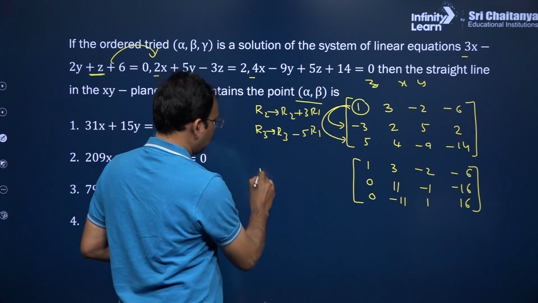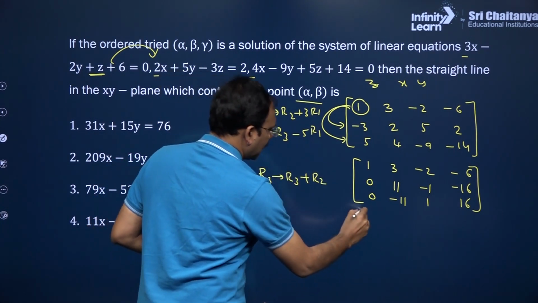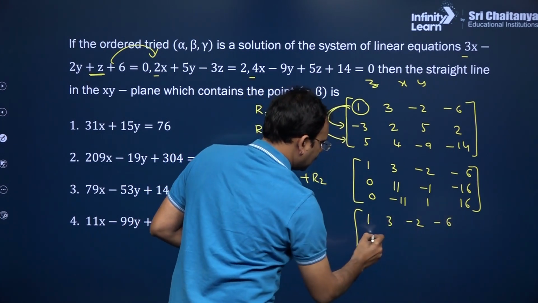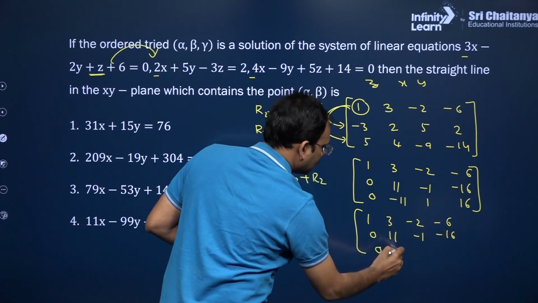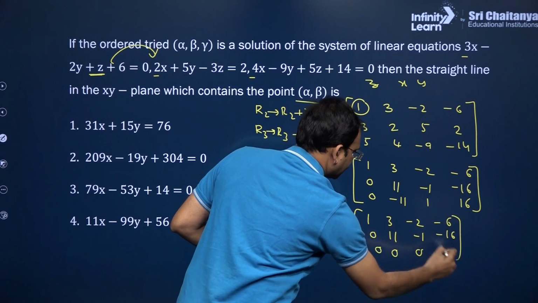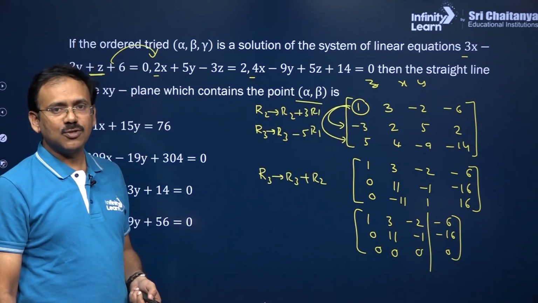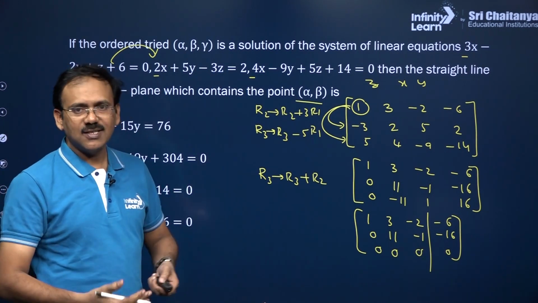So, you just do R3 as R3 plus R2. So, my dear friends, first row will be unaltered, second is 0, 11, minus 1, minus 16, third will become 0, 0, 0, 0. Clearly, rank of A is 2, rank of A by B is 2. That means the system will have infinitely many solutions, not a single solution.